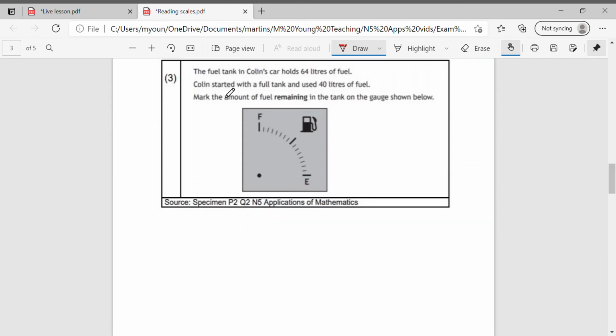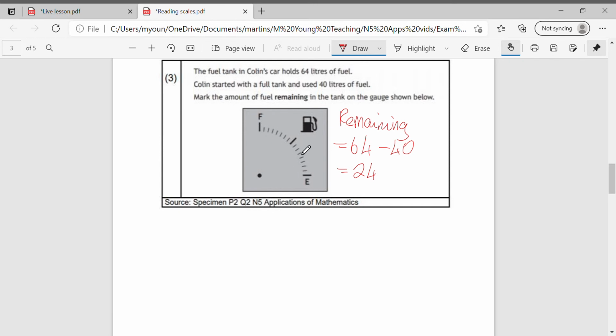Okay, next question. The fuel tank in Colin's car holds 64 litres of fuel. Colin started with a full tank and used 40 litres of fuel. Mark the remaining amount of fuel on the gauge. So first of all, we want to work out what was remaining. So that's going to be 64 and he's used 40. So there's 24 left. Alright, now what we want to do then is work out how we're going to mark this in the scale?